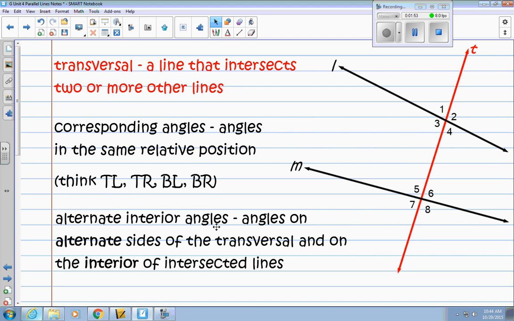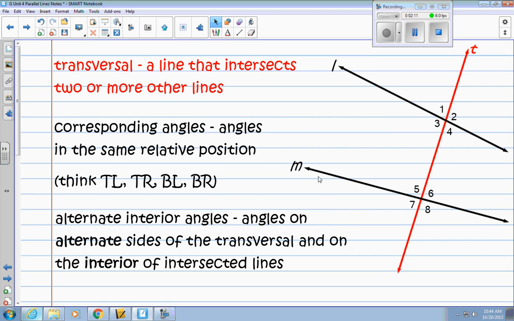Alternate interior angles are a little bit more complex. They're angles that are on alternate or opposite sides of the transversal. So we have a left side of our transversal and a right side. So when we say alternate sides, we mean one on the left, one on the right, and on the interior or inside of our intersected lines.